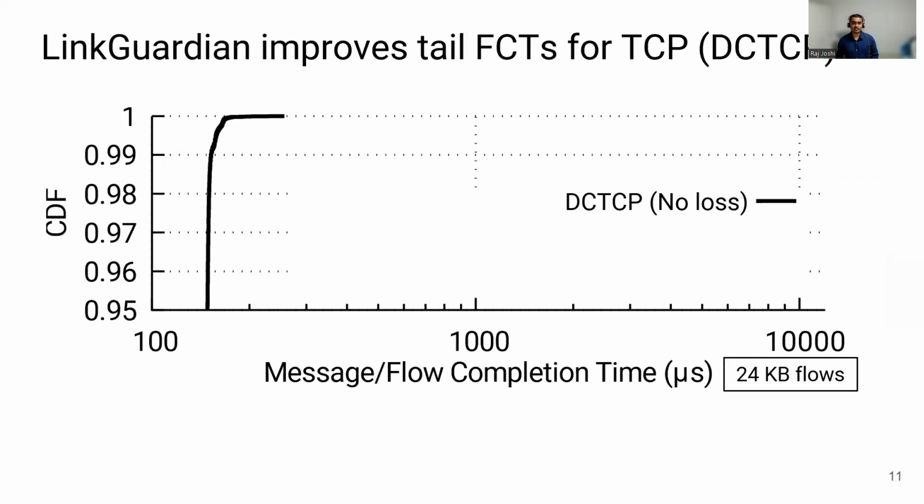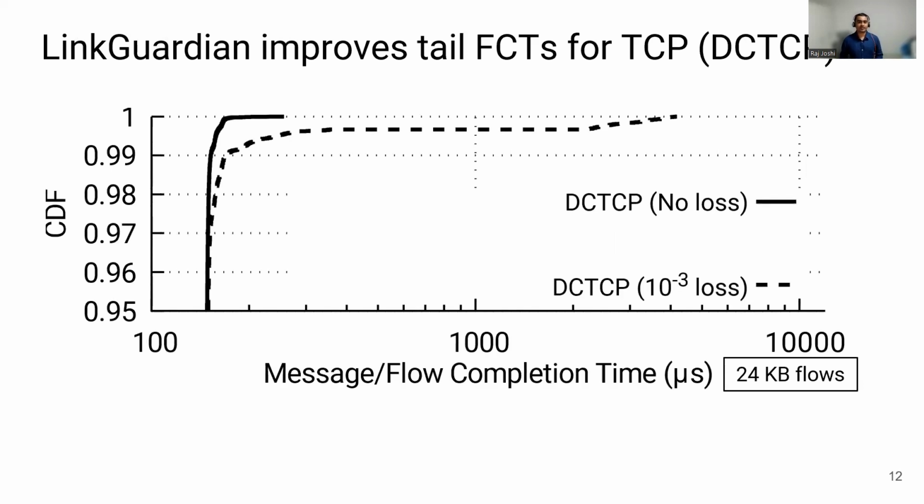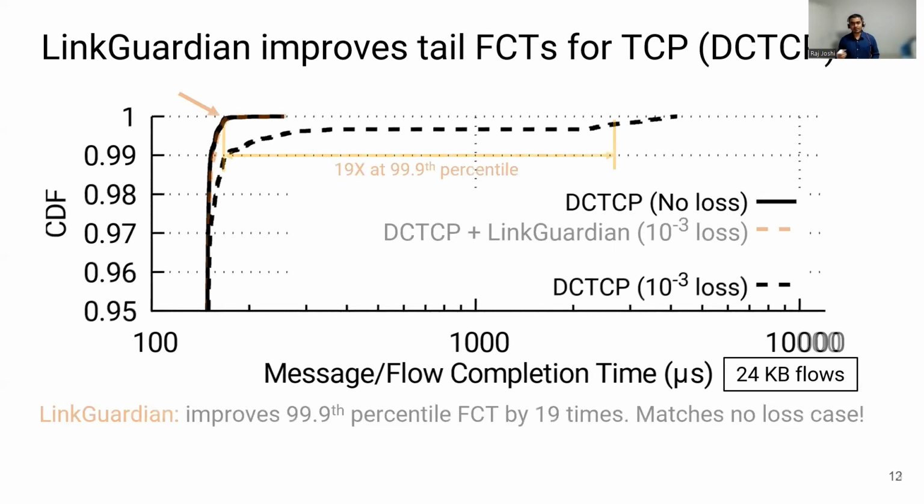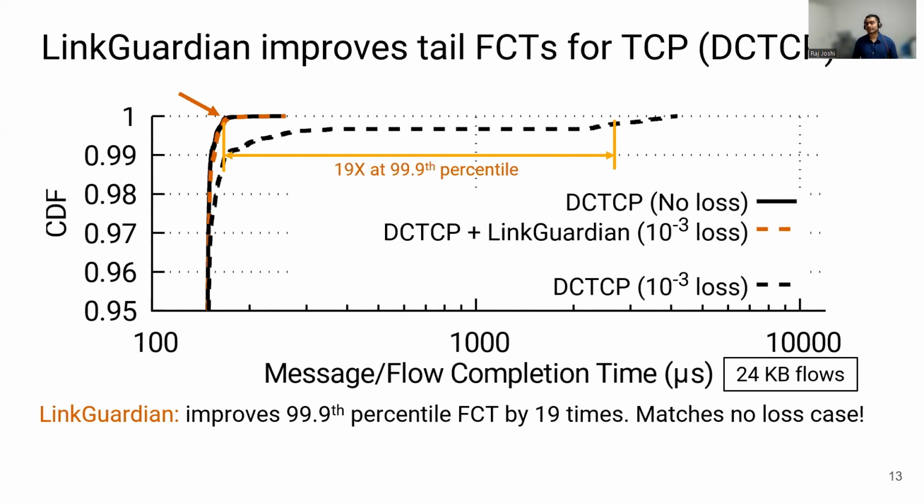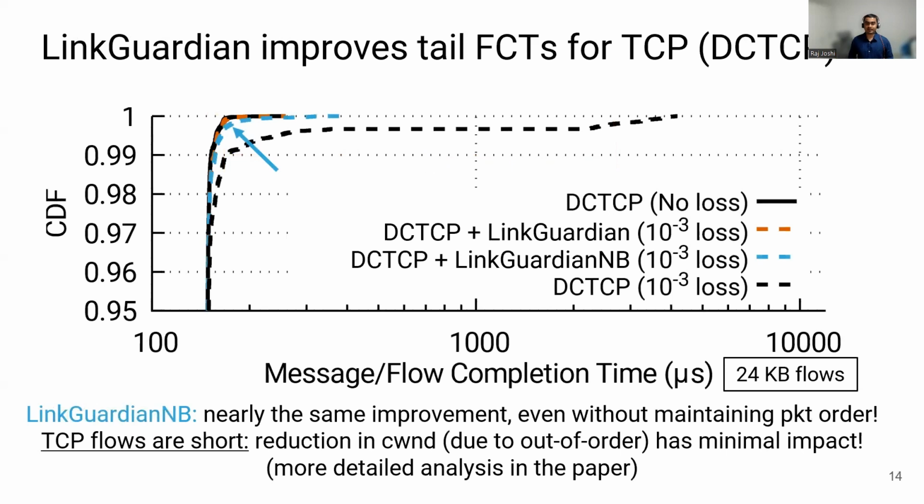Here we show the main result of LinkGuardian, that is, it improves the tail flow completion times for TCP. The graph here shows the CDF of flow completion times for 24 kb flows when there is no loss. On introducing a corruption loss rate of 10 to the power minus 3, we can clearly see a long tail in the FCT distribution. If we enable LinkGuardian on this link, we can see that it improves the 99.9th percentile FCT by 19 times and the performance nearly matches the no loss case. Instead of LinkGuardian, if we enable LinkGuardian NB, surprisingly we can see nearly the same improvement even without maintaining the packet ordering.